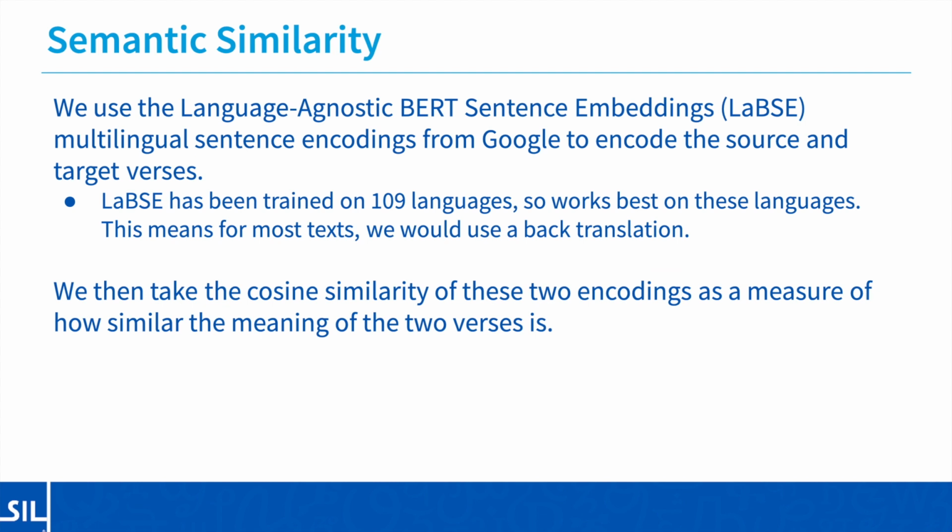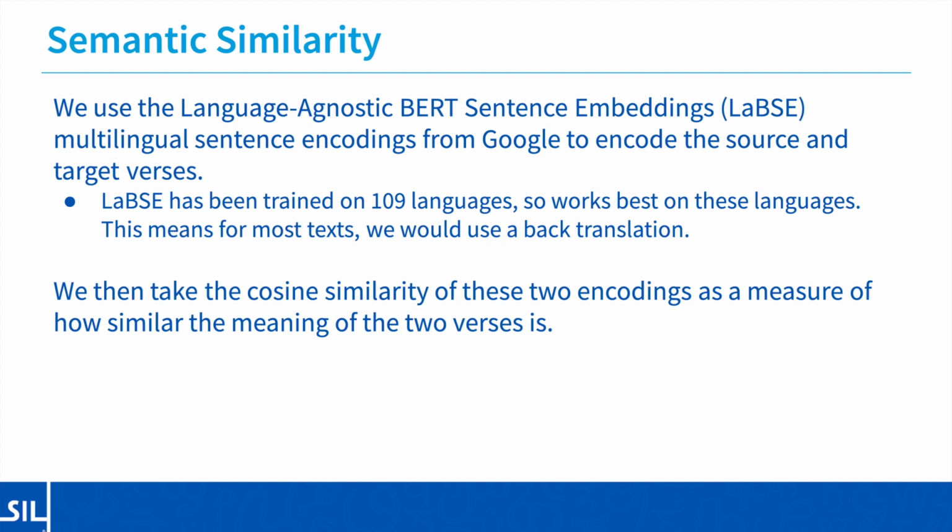Our semantic similarity metric measures whether two biblical texts are saying the same thing, even if their words don't correspond well to each other. In order to do this, we use the language-agnostic BERT sentence embeddings model, or LaBSE for short, from Google to encode the source and target verses. This results in a vector, or a list of numbers, that represents the meaning of a verse. The training data for this model includes 109 languages of wider communication, so LaBSE is most accurate for these languages. Therefore, for most semantic similarity assessments, we use a back translation.